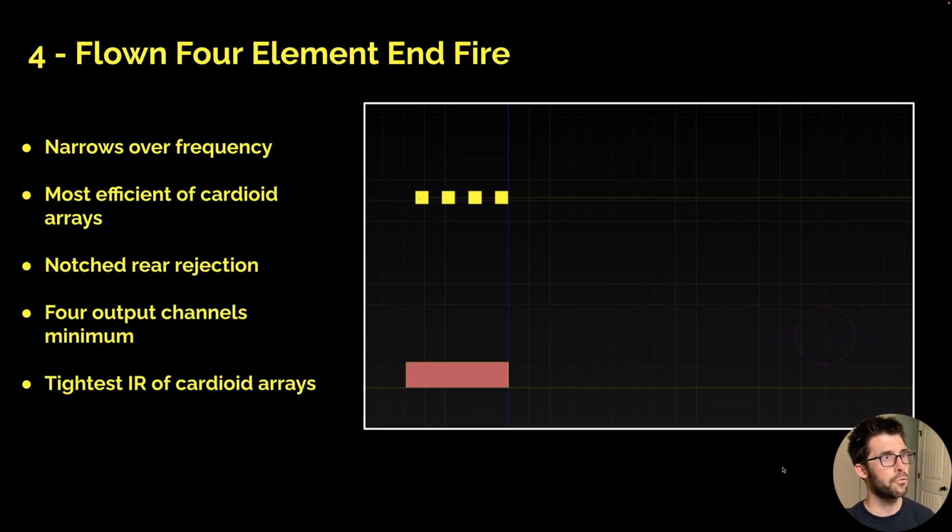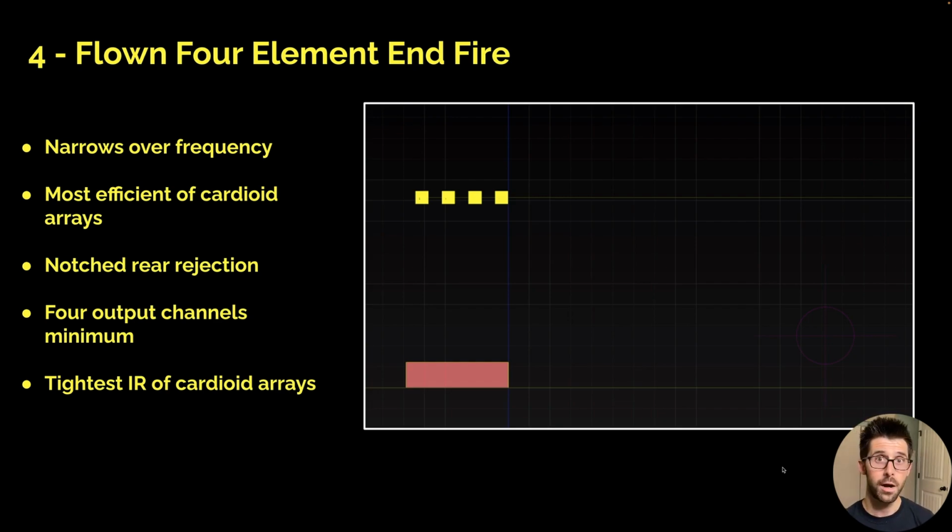This is a flown four element Endfire array. We could just as well do one on the ground, but these are hard to pull off if you just have four subwoofers with a wide stage, because you don't have real estate to do it in front of the stage. You're doing it on the side of it. So I decided to get this one up in the air to show you what it'll look like. We still can do it center. So it's still going to narrow over frequency as we move up.